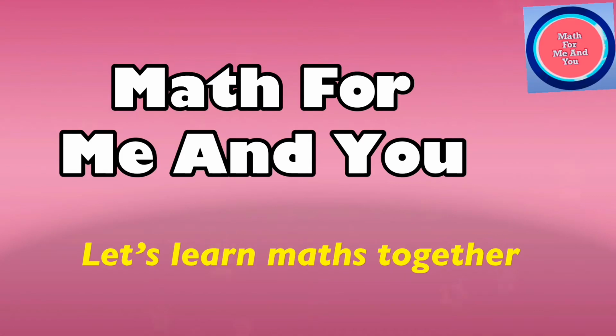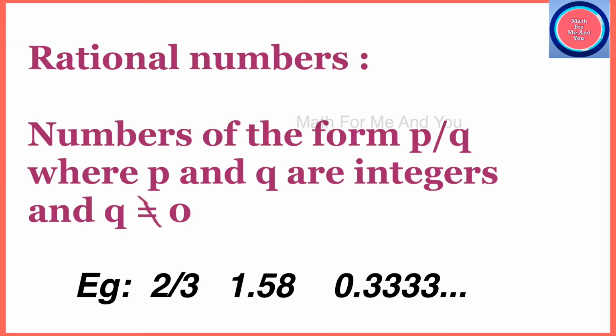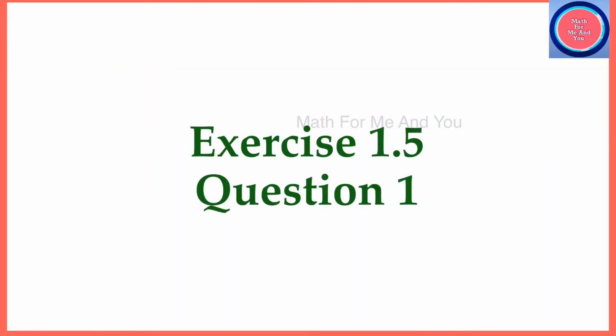Let's learn maths together. Hello, in this video we are discussing exercise 1.5 questions 1 and 2. We have already studied what rational numbers are: numbers of the form p by q where p and q are integers and q is not equal to 0. Some examples you can see here: 2 by 3, 1.58, 0.3333 etc. Irrational numbers we have also studied: numbers which cannot be written in the form p by q where p and q are integers, also q not equal to 0. Root 2, decimal numbers not repeating and not terminating, and pi are all examples.